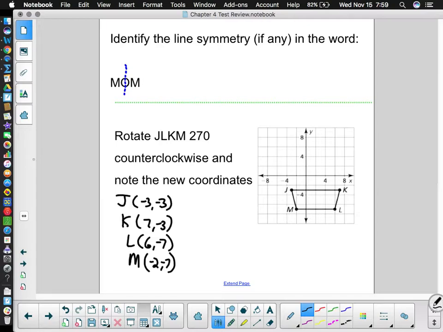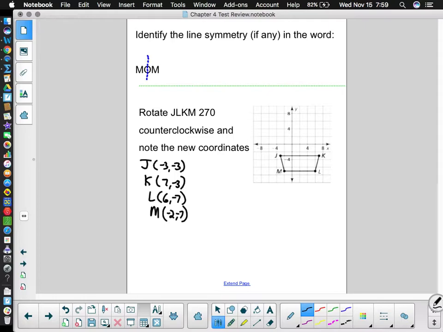Now that I know the coordinates, it might be easiest to use my coordinate rule. If I look for 270-degree counterclockwise rotation, because that's the one given here, it says (a, b) goes to (b, -a). That's my rule for my rotation. So whatever my Y coordinate was before is going to become my X coordinate, and my X coordinate is going to become my Y coordinate with a change of sign.